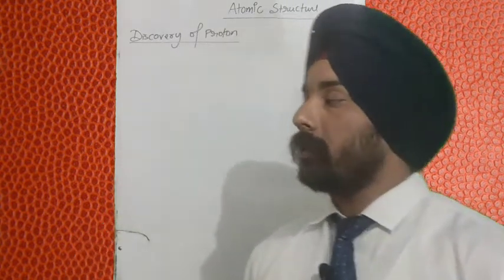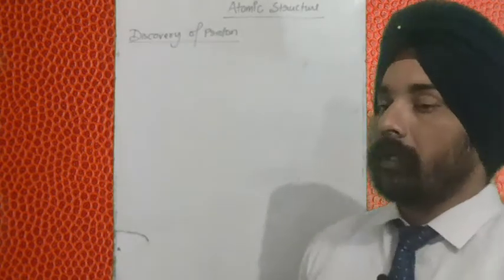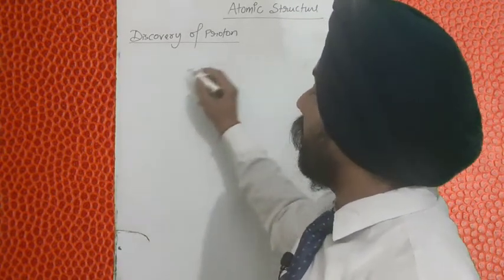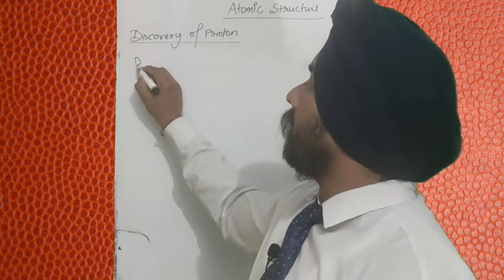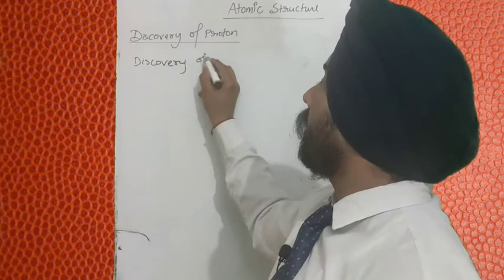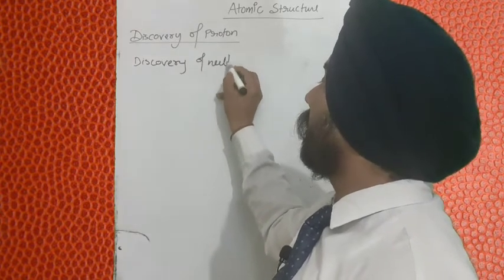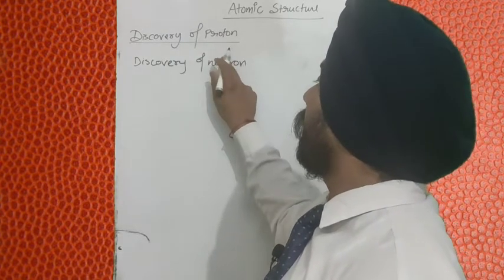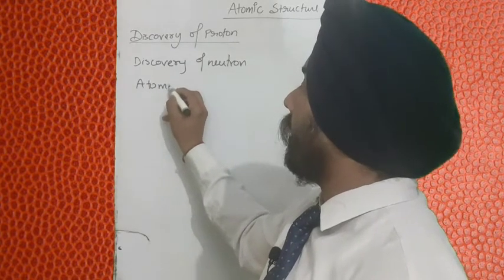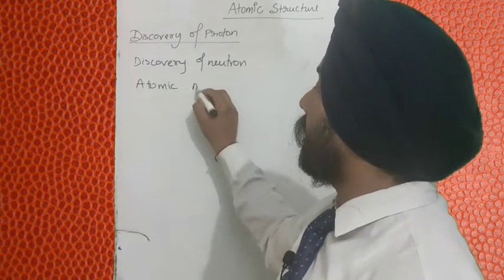Hello students, we are going to discuss atomic structure of class 11th chemistry today, and the last time we studied about the discovery of electron. Today we are going to discuss the discovery of proton and the discovery of neutron. And the third is atomic models. Very important topics I am going to discuss here today.